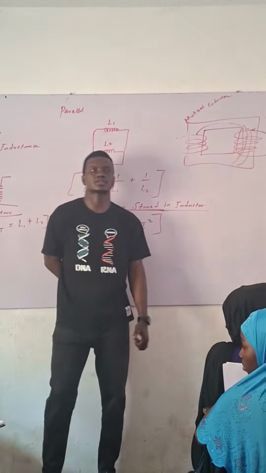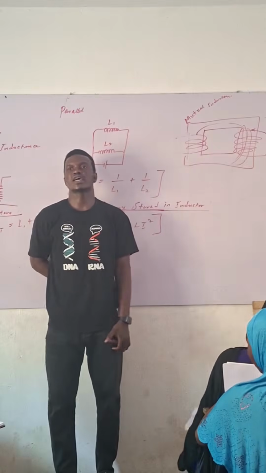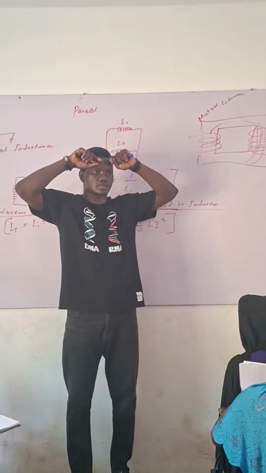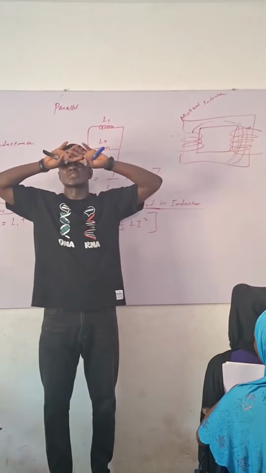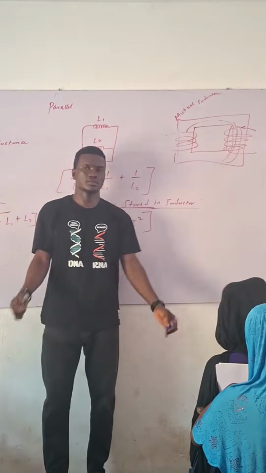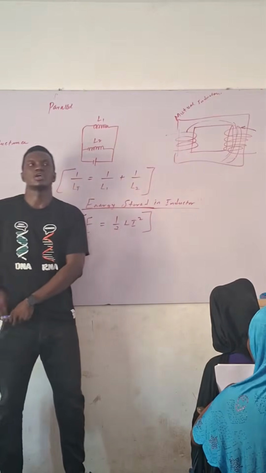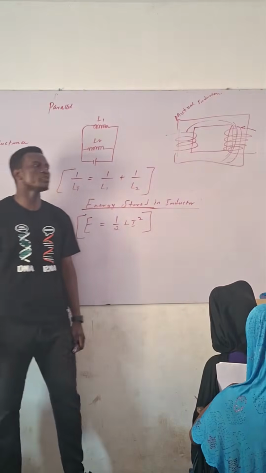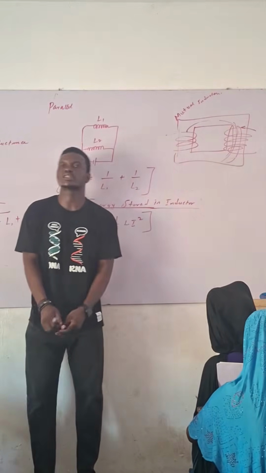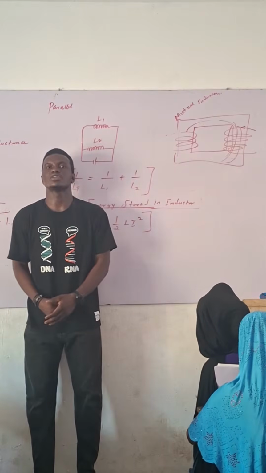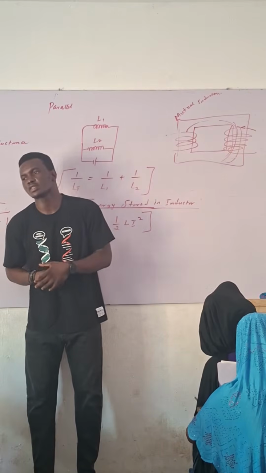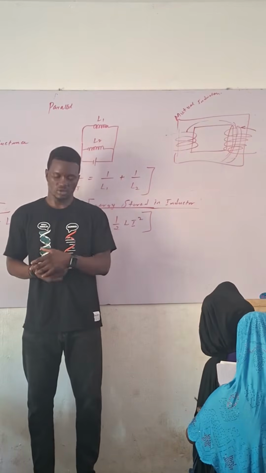So to what? I said induction coil is used to what? Step up the voltage of a DC, while a transformer is used to step up or step down the voltage of an AC. So a capacitor is used to prevent electric spark in an induction coil.